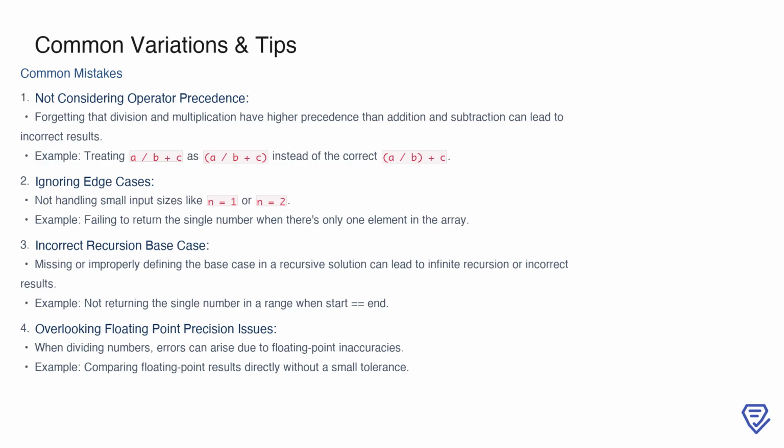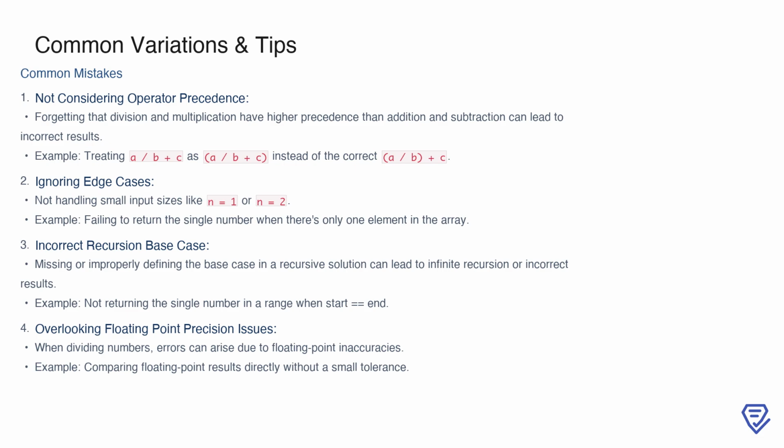When solving the optimal division problem, there are several common mistakes to watch for. First, not considering operator precedence can lead to incorrect results. Remember that division and multiplication have higher precedence than addition and subtraction. For instance, if you treat a/b plus c as a/(b plus c), you'll get the wrong answer. Another mistake is ignoring edge cases, such as small input sizes. For example, if the input array has only one element, you must return that single number directly. Similarly, for two elements, the result is simply their division.